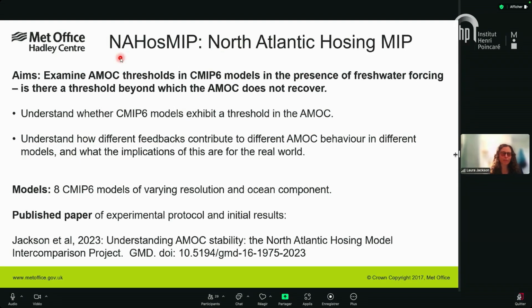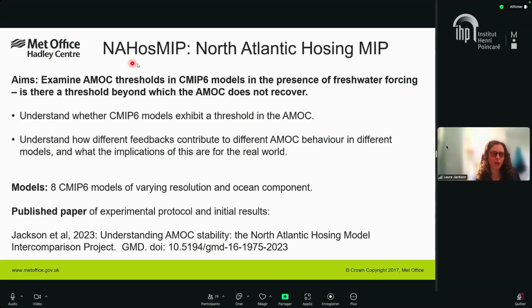Okay, so the abbreviation is NAHosMIP. That's what we're calling the project. And the aims are to examine the AMOC thresholds in CMIP6 models in the presence of freshwater forcing, particularly thinking about, is there a threshold beyond which the AMOC doesn't recover? So we wanted to understand whether the CMIP6 models exhibit a threshold in the AMOC and understand how different feedbacks contribute to the different behavior in different models. And then ideally what the implications of this are for the real world.